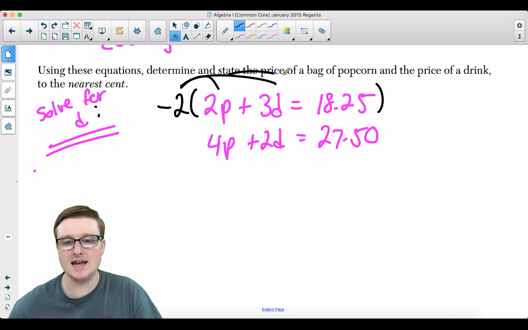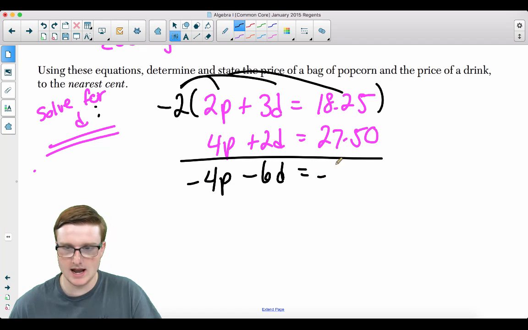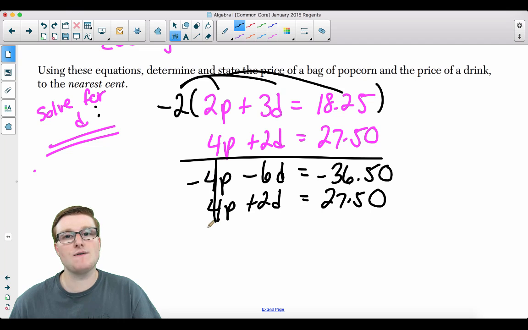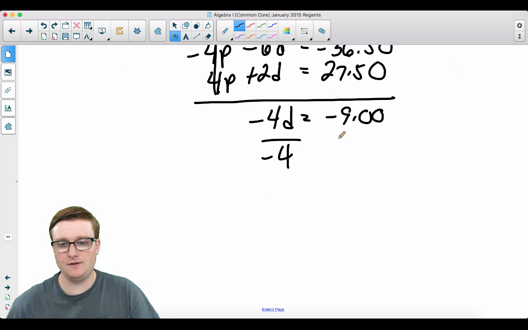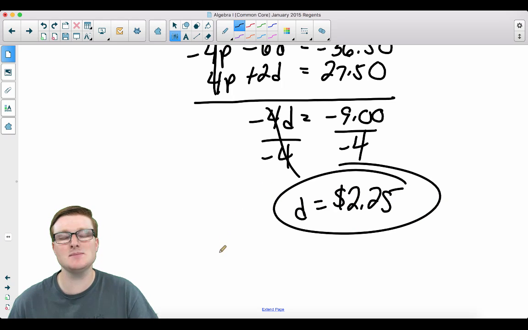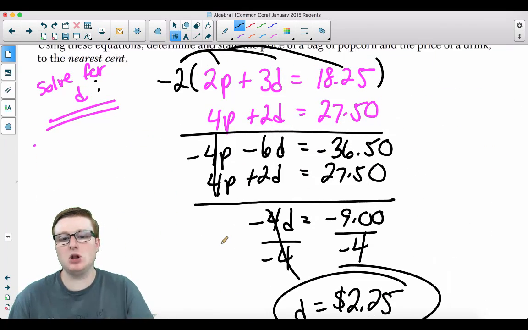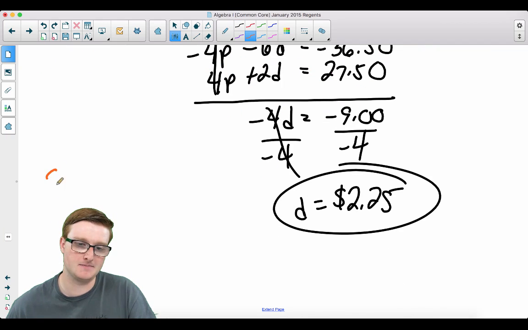So I'm going to distribute that -2. So we get -4P minus 6D is equal to -$36.50. And then we have 4P plus 2D is equal to $27.50. Those 4P's cancel. We get -4D is equal to -$9. Divide by -4 on both sides, and you get D is equal to $2.25. So that is the amount of money for one drink. Now it's easy. Now that we have our D value, you could just plug it back into one of these and find the value of P. So now let's solve for P.